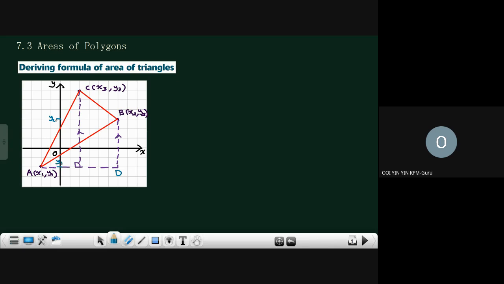So the height from Y2 to Y1, we can find by using Y2 minus Y1. And then the other side, which is parallel to Y2 minus Y1, this one here is Y3, according to the point C. And then down here is Y1. So the height from your C to the 90-degree angle here is Y3 minus Y1.